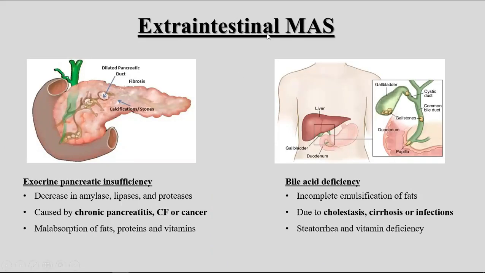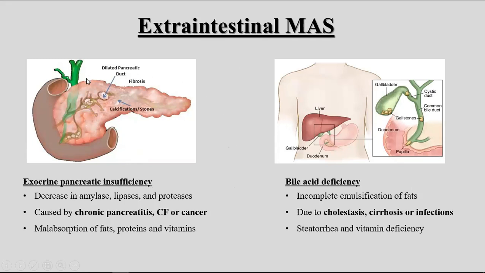Finally, you have extraintestinal malabsorption syndromes, which is where you don't have any kind of intestinal issue. Your intestinal wall is fine, all your enzymes are there, your villi are fine, but externally you're not getting the enzymes that are required for the breakdown of the nutrients and absorption. So the most common type over here is exocrine pancreatic insufficiency.